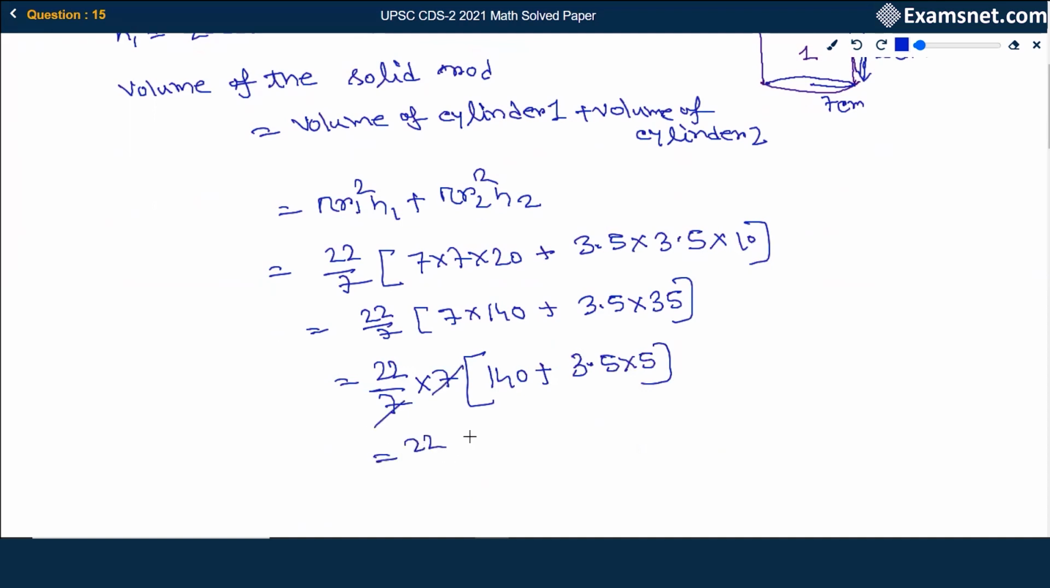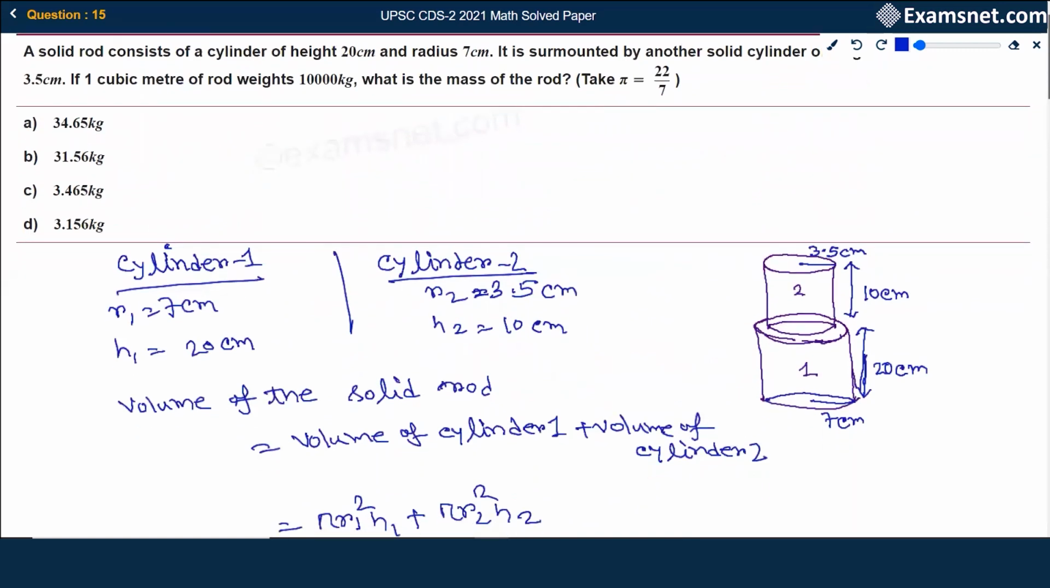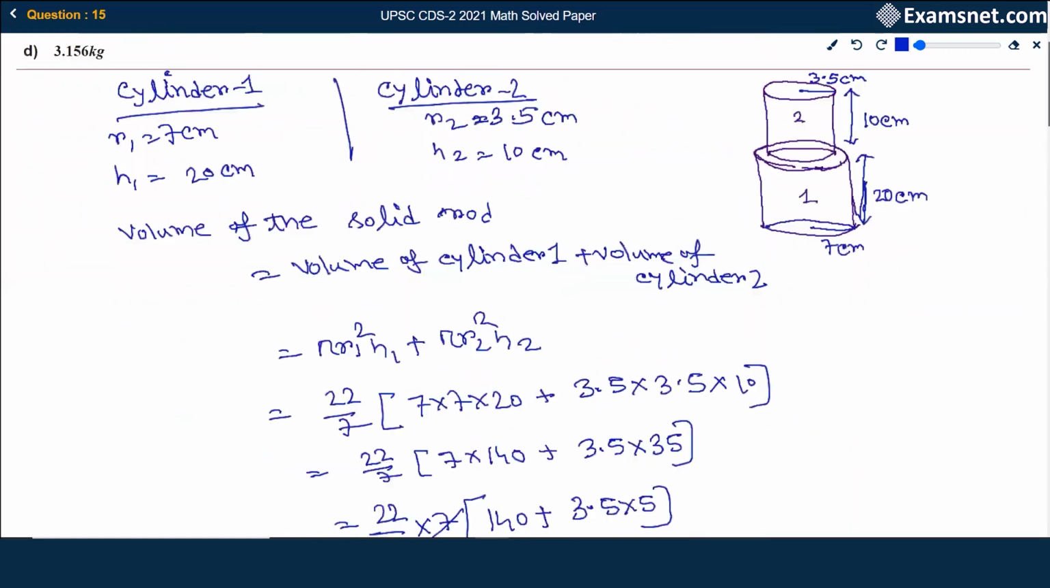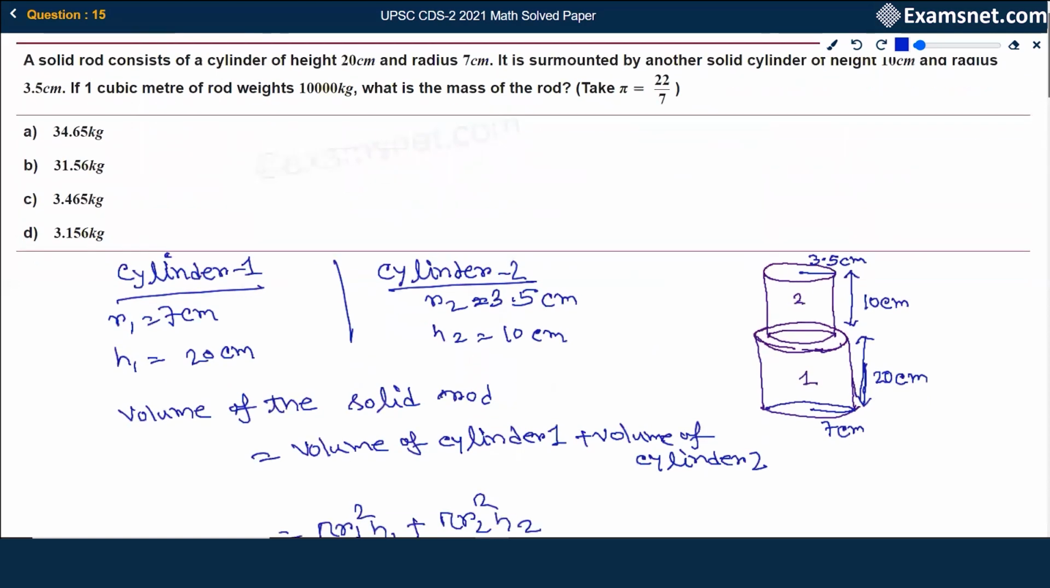So it becomes 140 plus 17.5, plus 22, that is 157.5, that will give us 3,465 centimeter cube. Okay, now we will convert it into meter cube, because the weight of 1 cubic meter of rods has been given, so we will convert it into meter cube now.